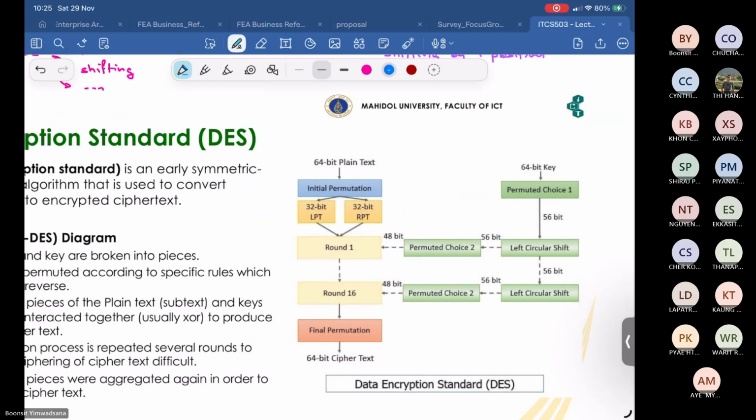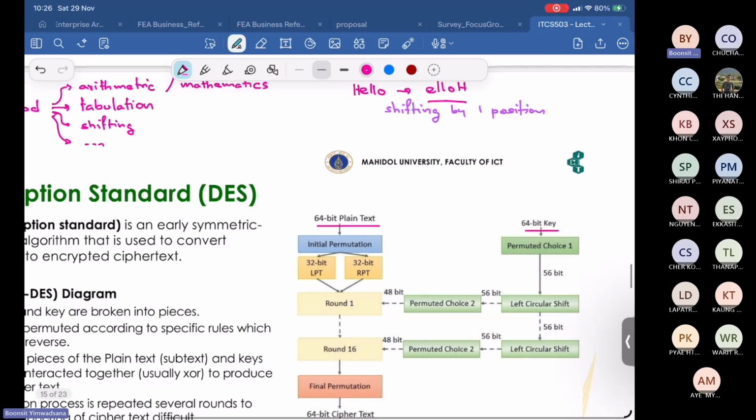So the way that it works is that, one, you start with a plain text, and this is 64 bits, so it is quite long. And then you have the key. The key is also 64 bits. You see that it is quite long as well. And then you perform some kind of permutation. Permutation means you swap things around.